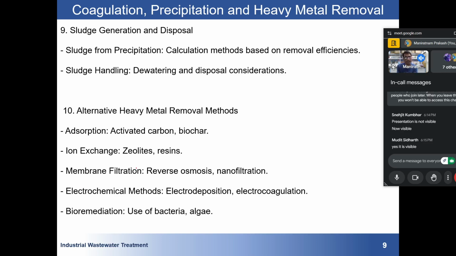Then we have ion exchange, which we have already discussed in a previous session. Then membrane filtration, reverse osmosis, nanofiltration, then electrochemical methods. Bioremediation, use of bacteria, and phytoremediation. In case of arsenic and also chromium, people are using bioremediation. There is one study going on where people use bacteria to convert the chromium into another form, whereby it is removed from the industrial wastewater.